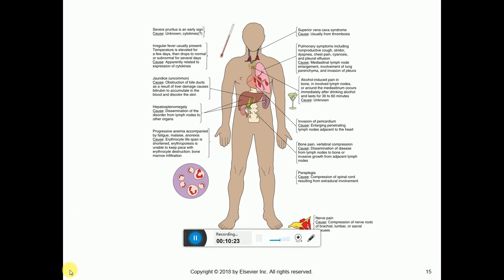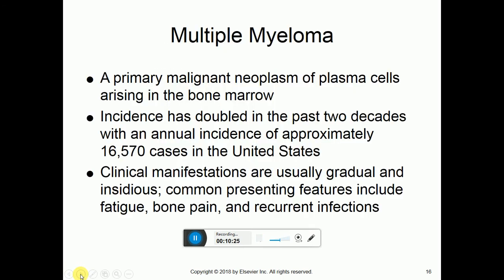Multiple myeloma is the next pathology. It's a primary malignant neoplasm of plasma cells arising in the bone marrow. Its incidence has doubled in the past 2 decades, with an annual incidence of approximately 16,570 cases in the U.S. Clinically, it's a gradual and insidious onset. And common presenting features include fatigue, bone pain, and recurrent infections.